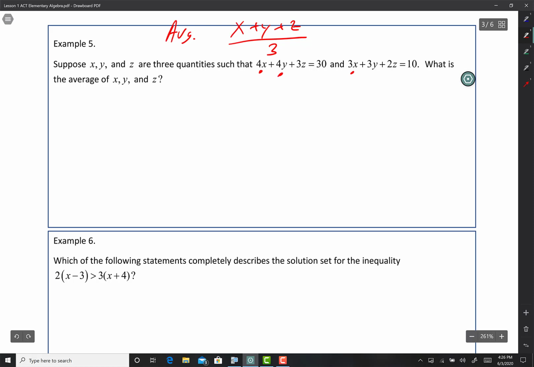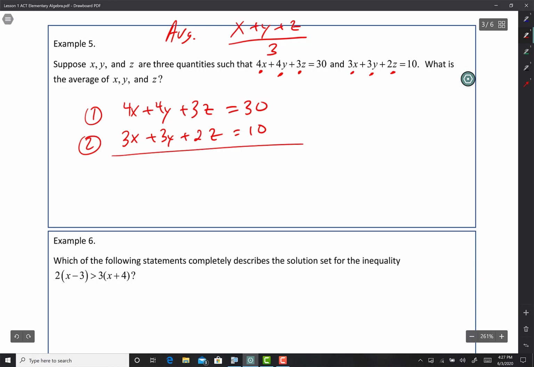4x, 3x, 4y, 3y, 3z, 2z. If you don't know what I'm talking about, notice that all of them differ just by 1. So they're making it kind of easy. Not really. They're being tricksters. So check it out, guys. I'm going to write equation 1: 4x plus 4y plus 3z equals 30. And then equation 2: 3x plus 3y plus 2z equals 10.